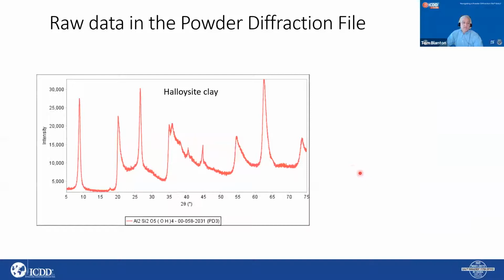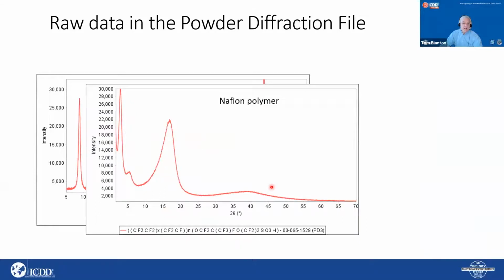Other examples beyond the halloysite clay and other clays such as smectites and micas, we have polymer patterns. Here is Nafion used in many fuel cell applications, and you can see that we have the low angle ionomer peaks as well as the higher angle inter and intramolecular bonding of the traditional polymer. Again, the D-I stick figures would not allow you to see this full profile.